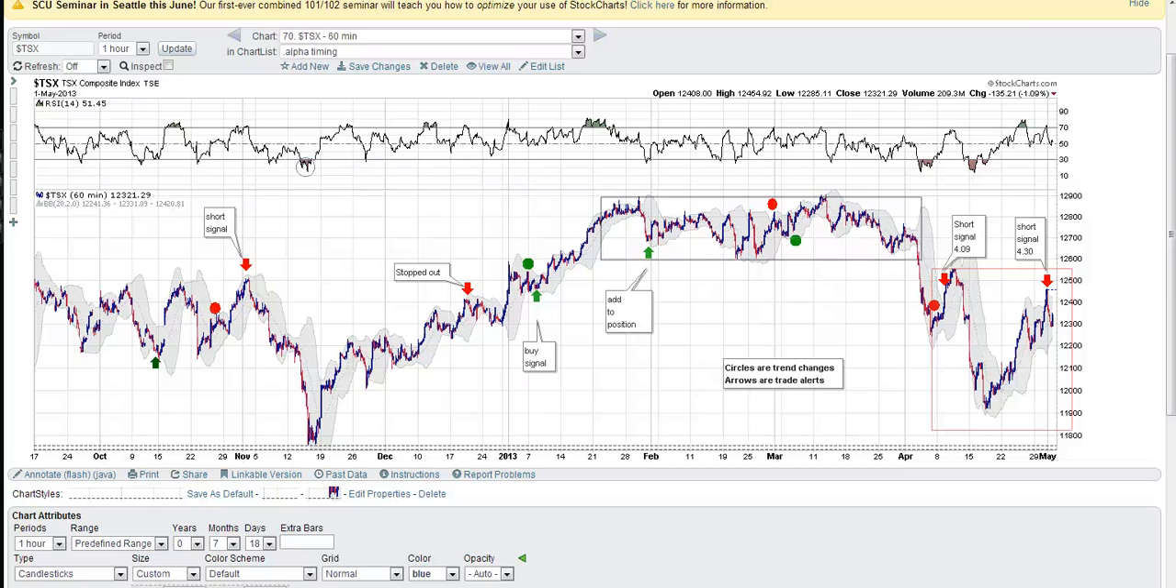Well, I just wanted to do a recap because I kind of got cut off, and I just wanted to show you this chart again so you can see the dates, and also just wanted to elaborate a little bit more on what all these little signs mean. So basically a circle is a trend change.